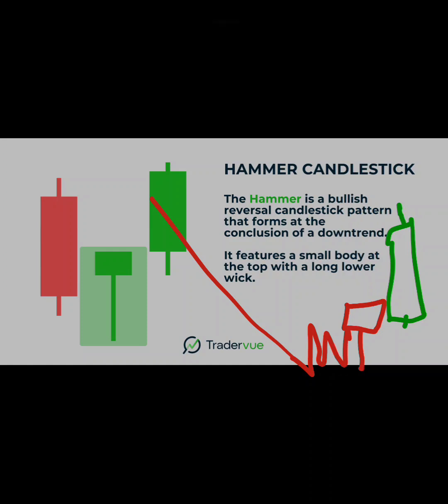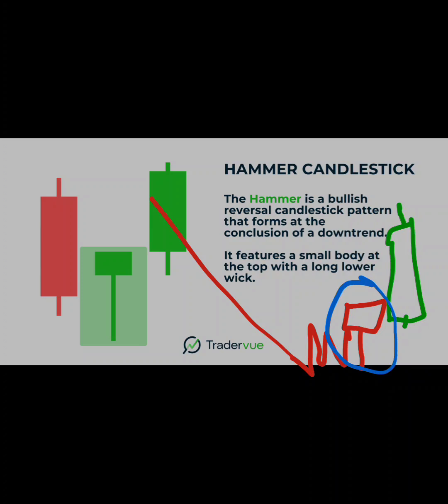So here now, let me circle this particular one, maybe with blue. The one I circled with blue is the hammer. This one now is the hammer. It shows a bullish reversal. From the words they wrote here now, it shows a bullish reversal.